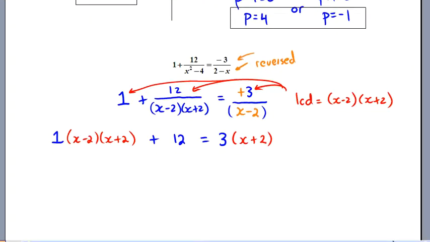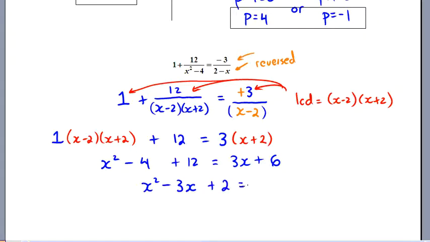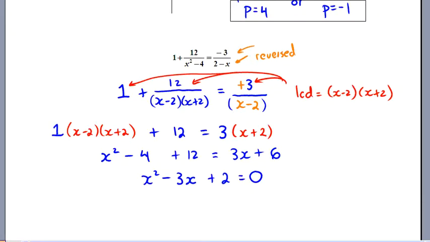Okay, let's keep tidying up. Looks like we're going to have an x squared minus a 4 plus a 12 is equal to 3x plus 6. It's quadratic. We might as well shove everything onto one side. I'm going to go left. So we're going to have x squared minus 3x plus 2 is equal to 0.